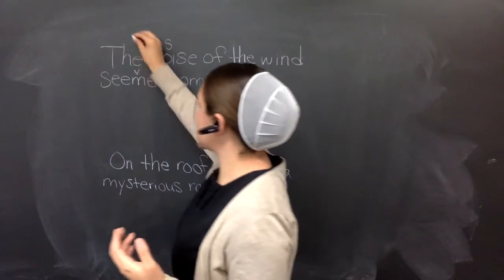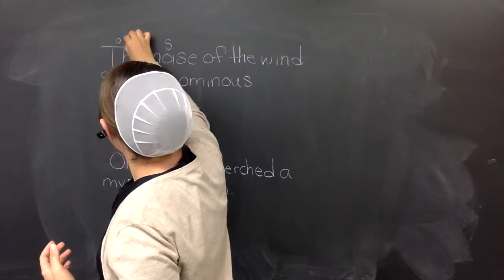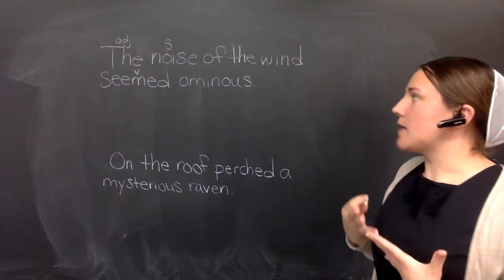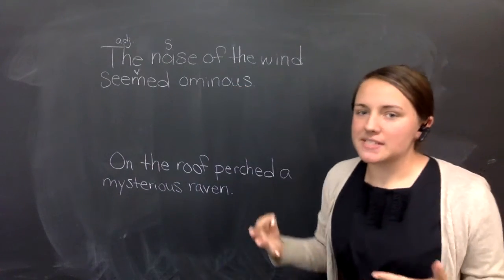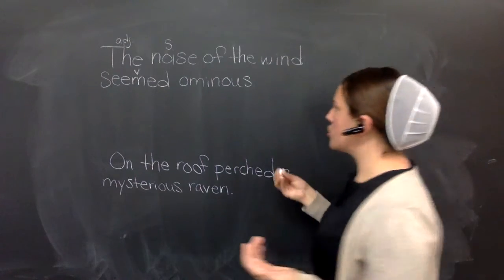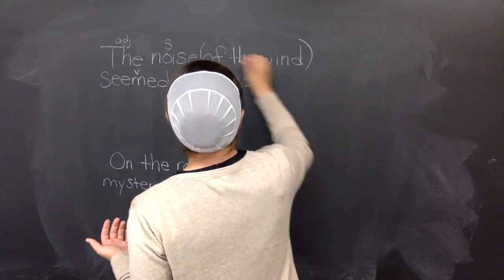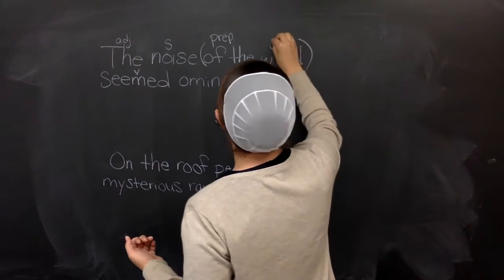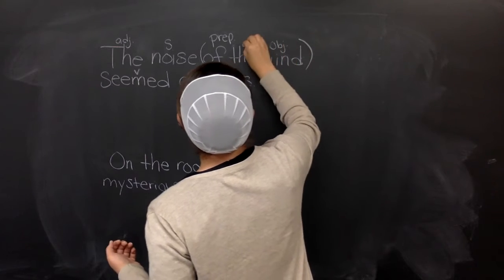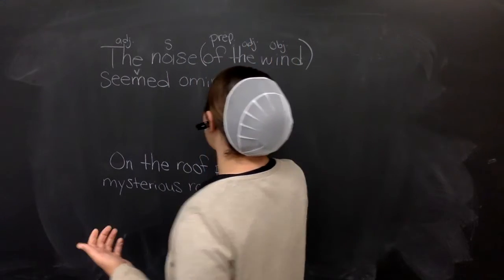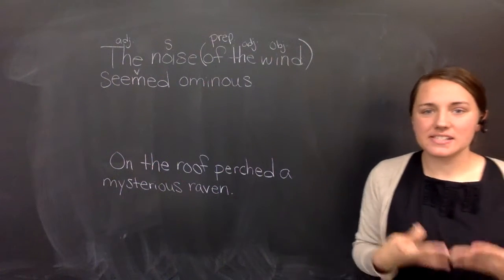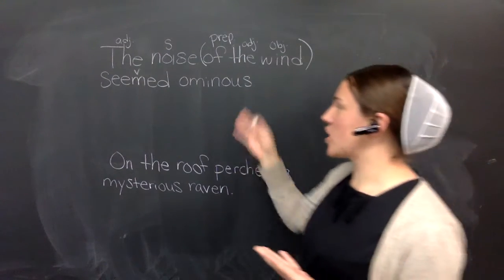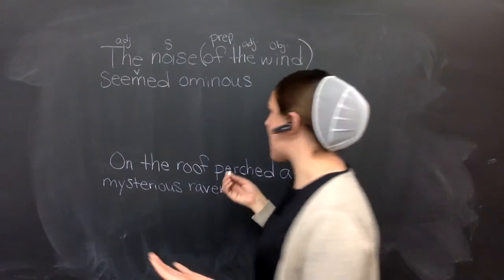Now, the is an adjective describing noise. The noise of the wind seemed ominous. Now, of is a preposition, and the wind is its object, so we see this is a prepositional phrase. Okay, right, preposition here, for preposition, then object, and adjective here. Okay, then we have ominous. What is ominous? Ominous is a describing word, and what is it describing? Ominous is describing how the wind seemed, which makes it an adverb.